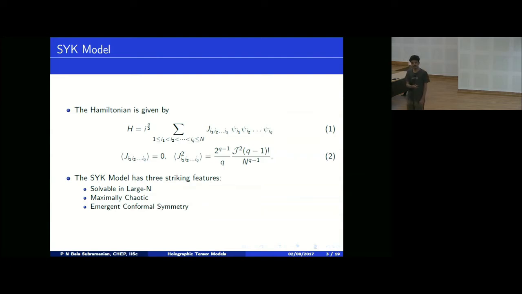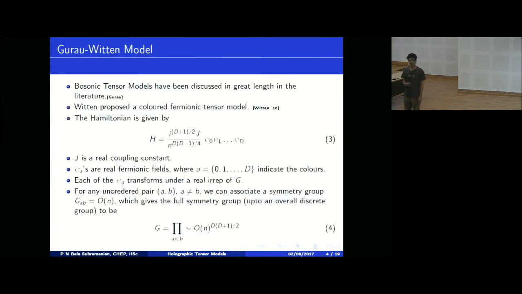There are three striking features that the SYK model has, which have been discussed at length over the last year, with hundreds of papers. The major one is that it's solvable at large N. It has been shown to be maximally chaotic, which saturates the Maldacena-Stanford bound, and there is an emergent conformal symmetry in the IR limit. So now we'll move on to the Gurau-Witten model.